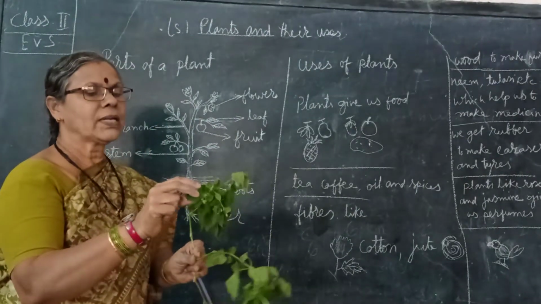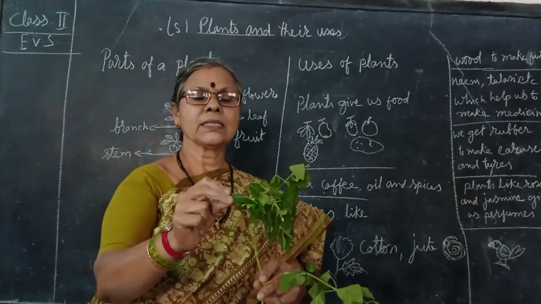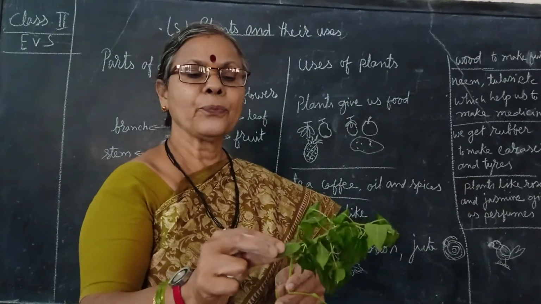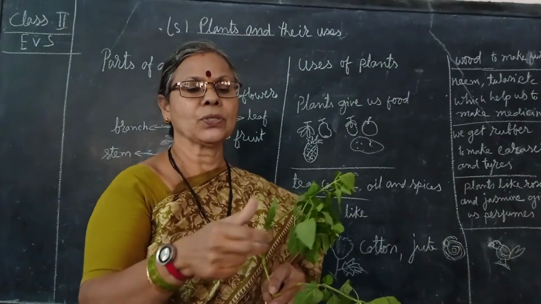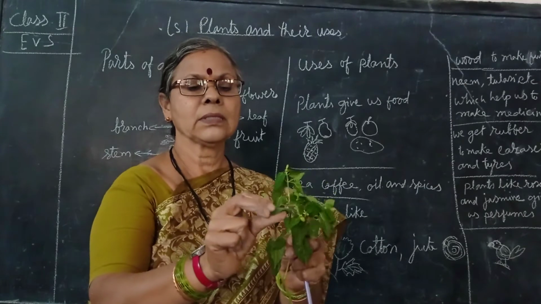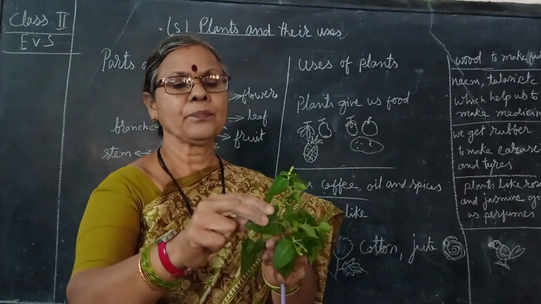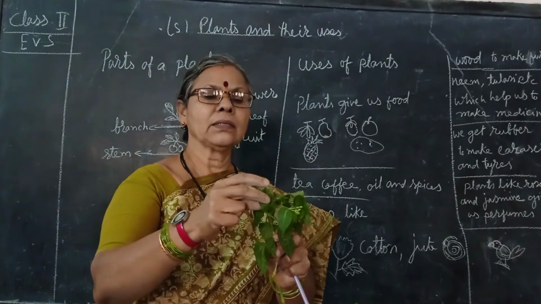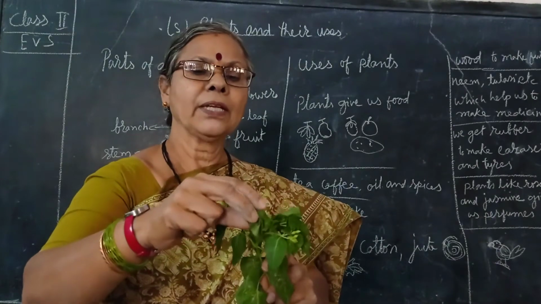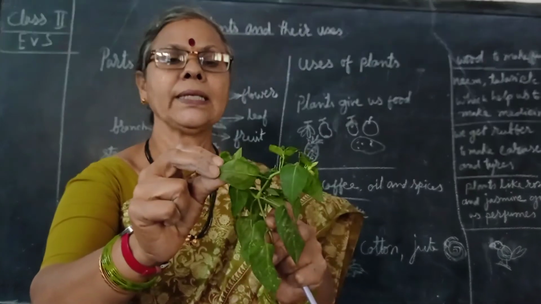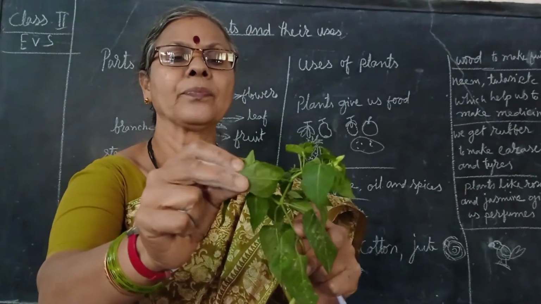Leaves. What is the function of the leaf? You can see the veins also. The main vein you can see, and these are the side veins also. When you turn the leaves upside down, then you can see the veins clearly.